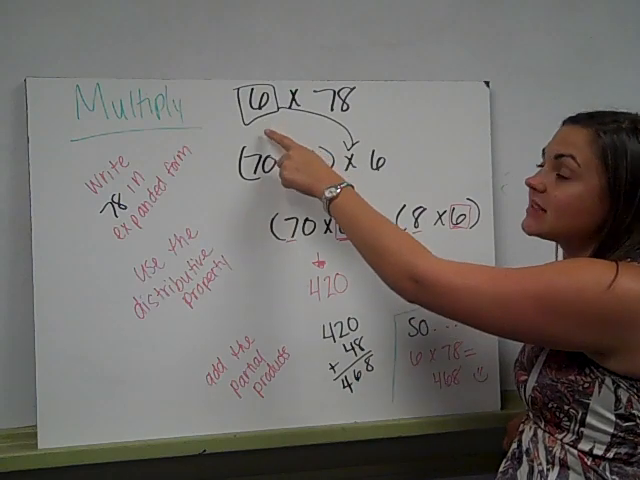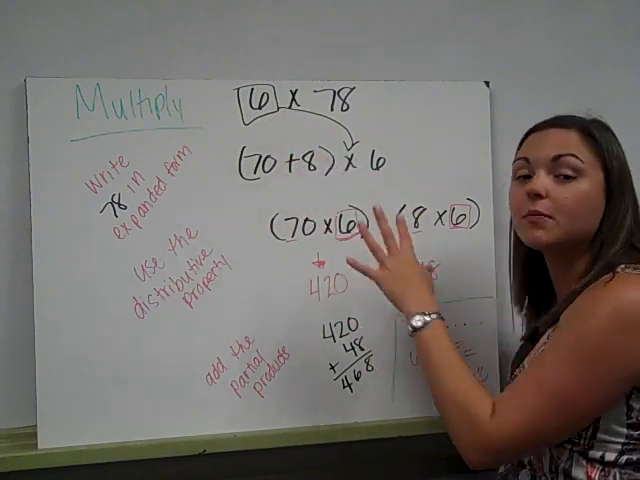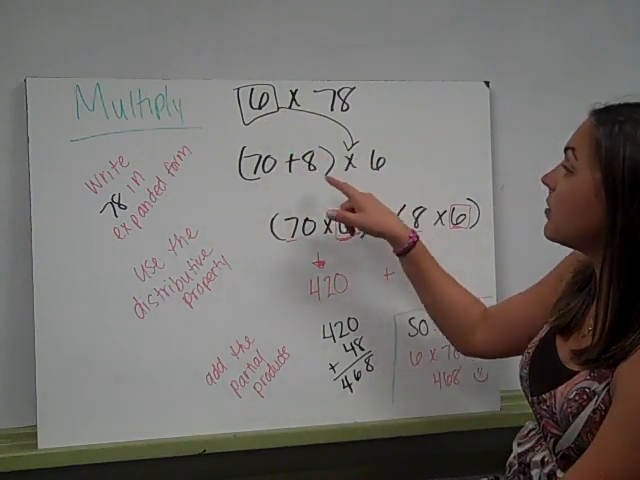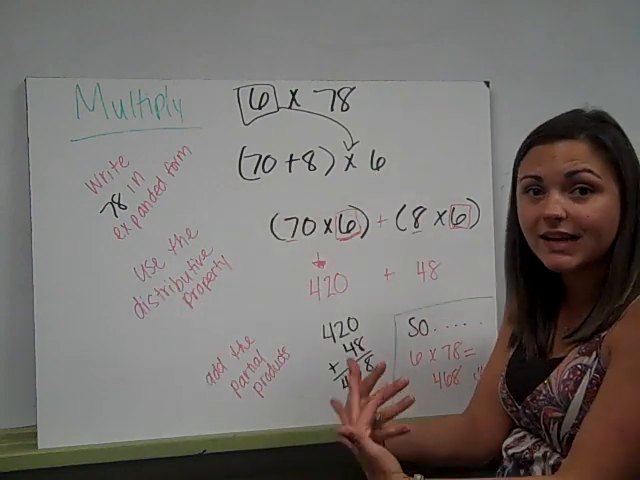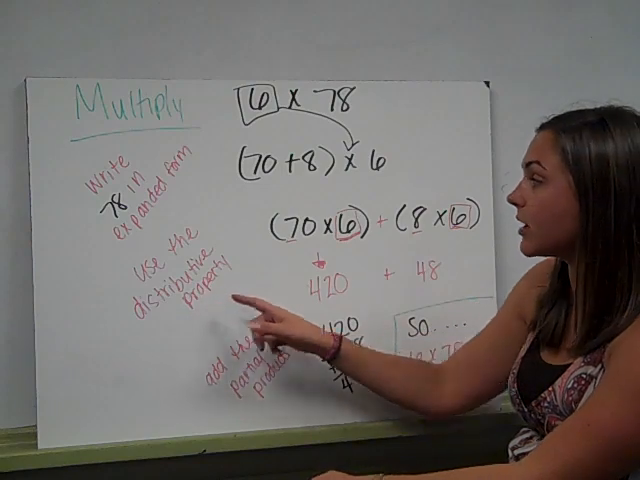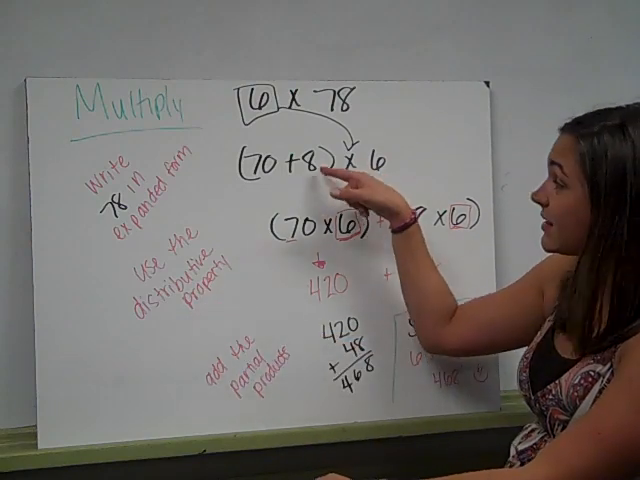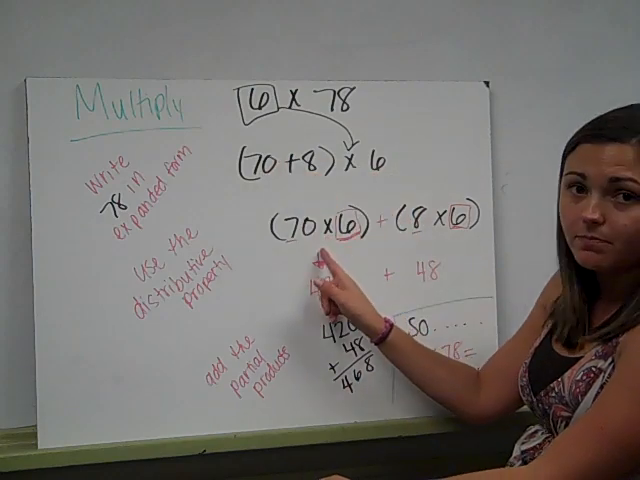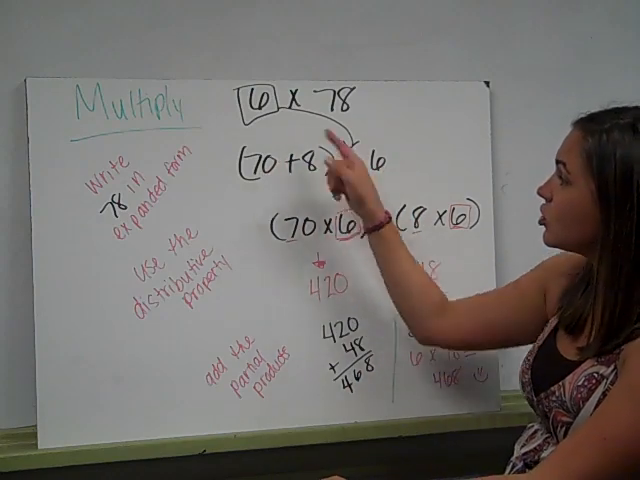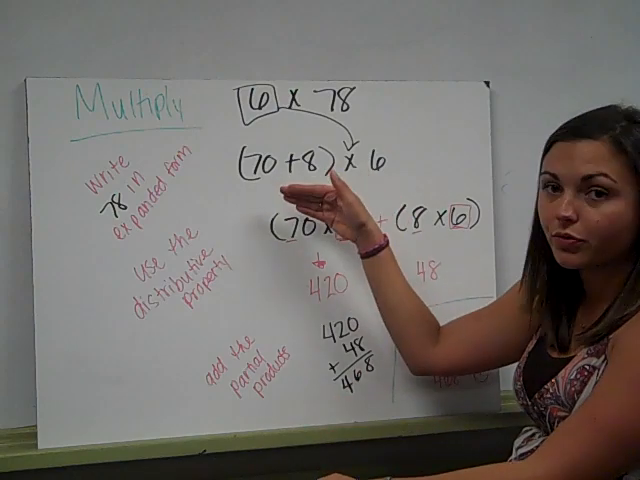Now I have to take that 6, which stays the same. Remember, we box it up because it stays the same. And I'm going to multiply both of those by 6. Now, my next step is to use the distributive property. I'm going to distribute that 6. I'm going to do 6 times 8. I'm going to do 6 times 70. I'm distributing that 6 to both of those numbers and multiplying it by both.